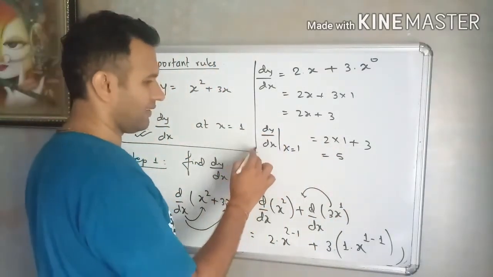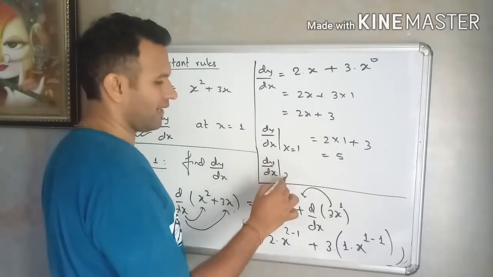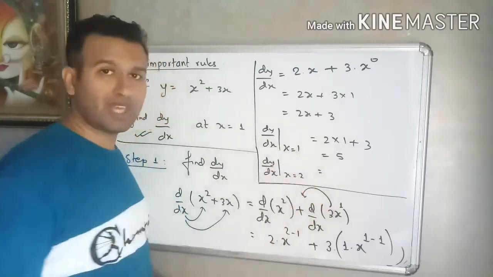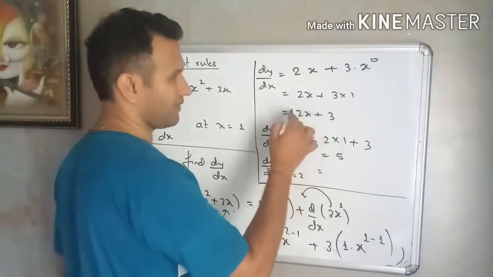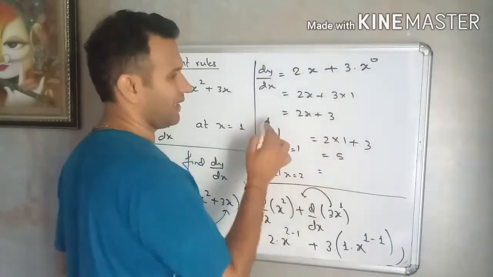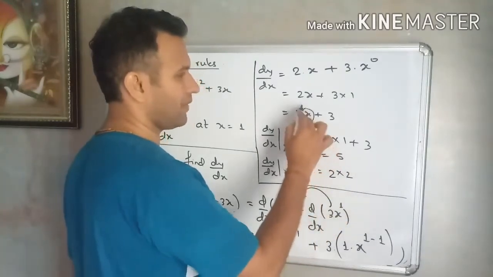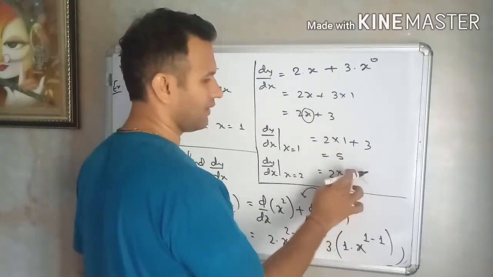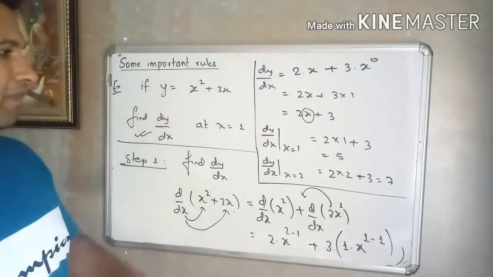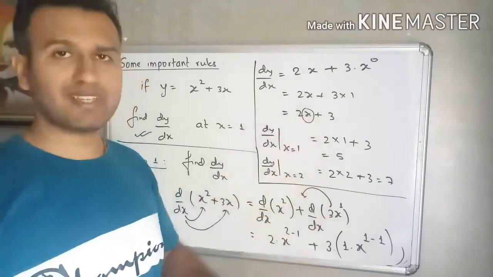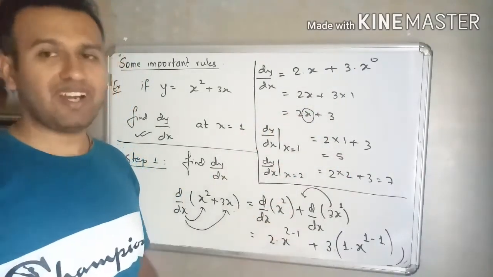And if they ask you, let us say, find dy by dx at x is equal to 2, what will you do? That's very simple. This is dy by dx, which we have already found out. At x is equal to 2, put 2 in place of x: 2 into 2 plus 3, 4 plus 3, 7. If someone asks you to find dy by dx at x equal to 3, put 3 in place of x: 2 into 3 plus 3, 6 plus 3, 9. That's all. That's very, very simple.